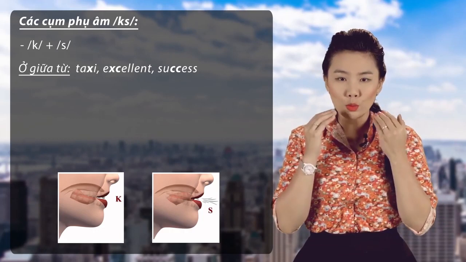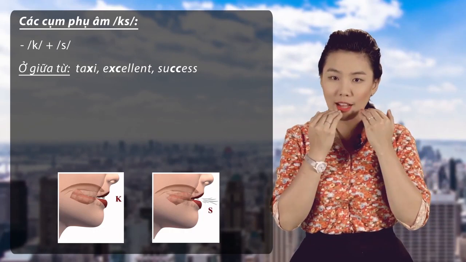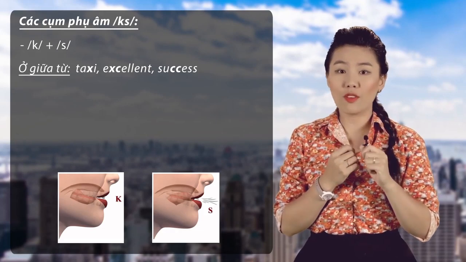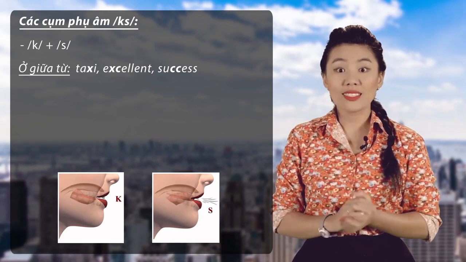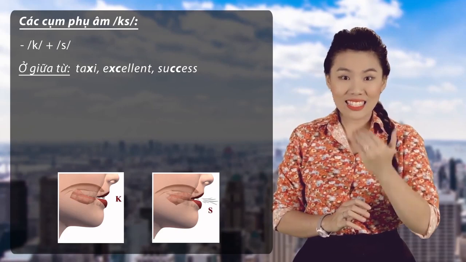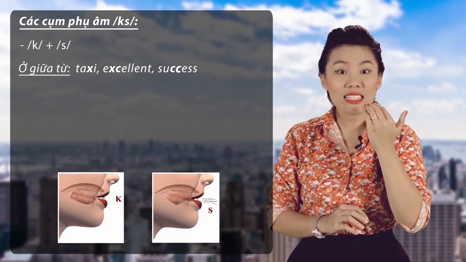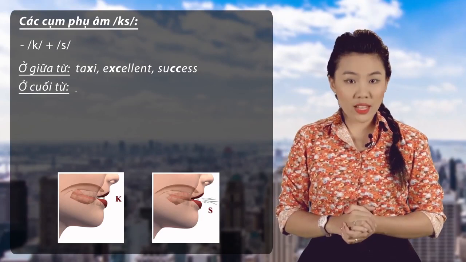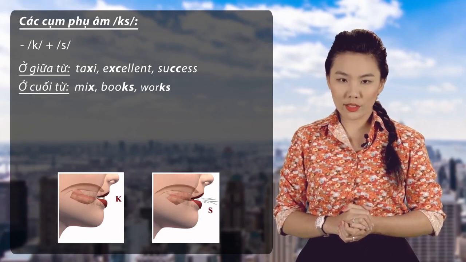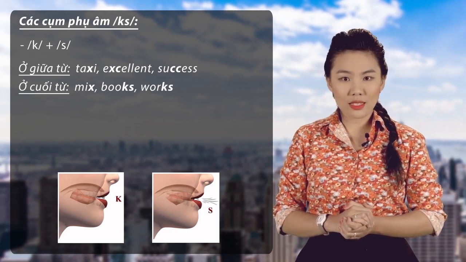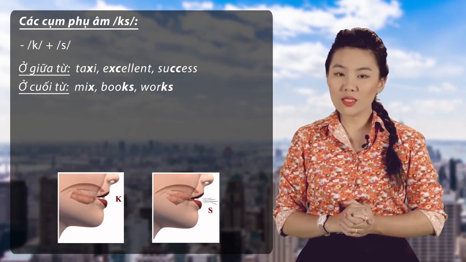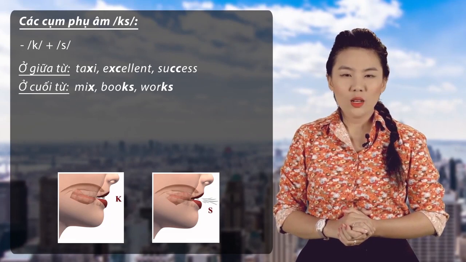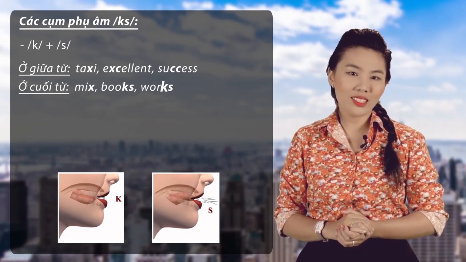Chúng ta kéo môi một chút và giữ cho lưỡi phẳng ở bên trong miệng để chắc chắn rằng chúng ta đang nói âm s mà không phải là một âm sh. Taxi, excellent, success. Tổ hợp ks ở cuối các từ như mix, books, works. Chúng ta hãy nói âm k dài để nhớ rằng âm k cần phải được phát âm. Chẳng hạn như mix, books, works.